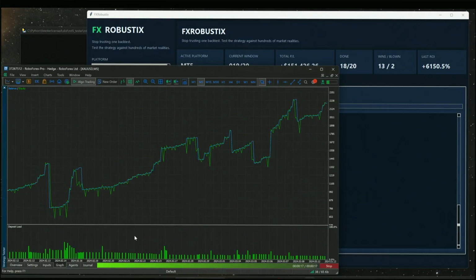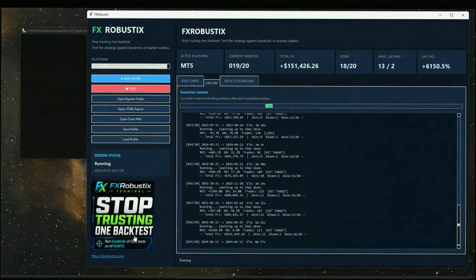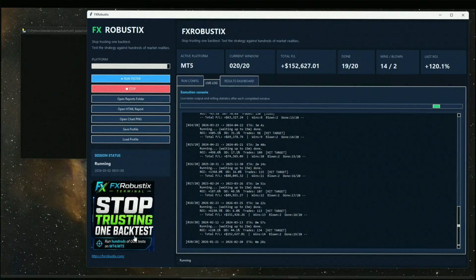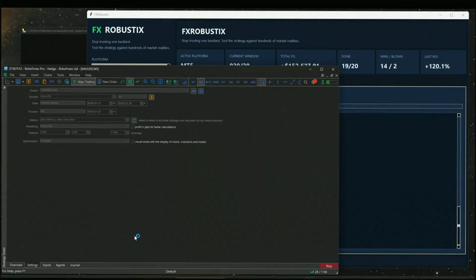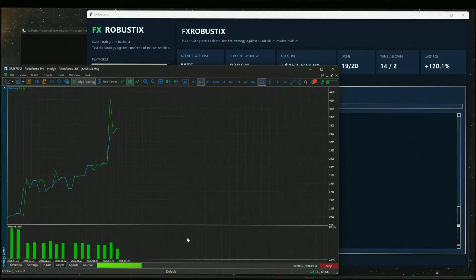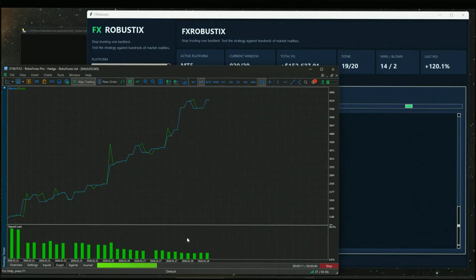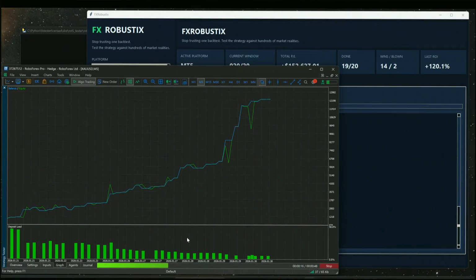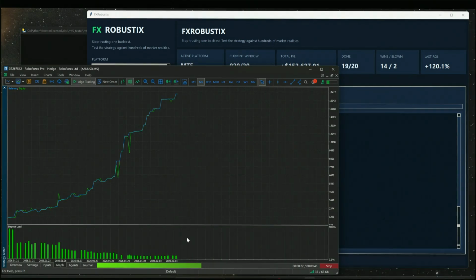Because in aggressive EA trading, the question is not, can this robot win one backtest? The real question is, can this robot win more often than it destroys accounts? And this report shows the difference between guessing and testing. If you only ran one MetaTrader backtest, you might see one lucky result and think the robot is amazing. Or you might see one bad period and throw away a robot that actually has huge potential. But FXRobustix shows the full picture.